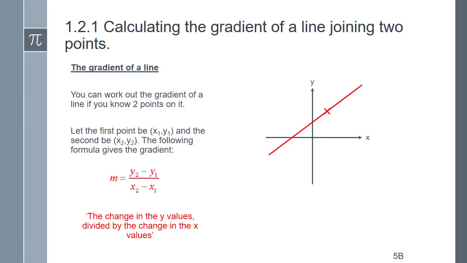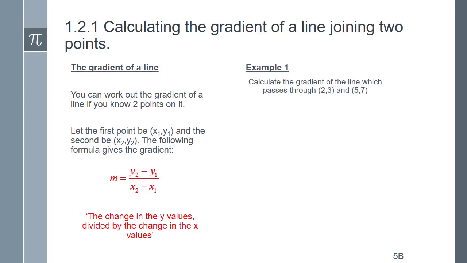So there we go. There's point 1, x1, y1. Point 2, x2, y2. And if you work out those differences, x2 minus x1 is the difference along the x-axis. y2 minus y1 is the difference up the y-axis. And then we find the gradient by doing y2 minus y1 divided by x2 minus x1. So calculate the gradient of a line which passes through 2, 3 and 5, 7.